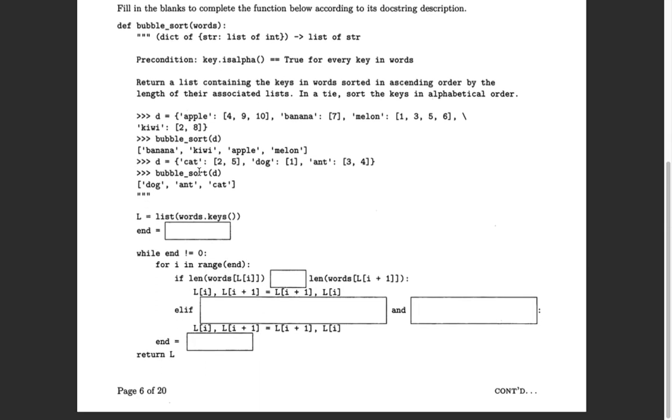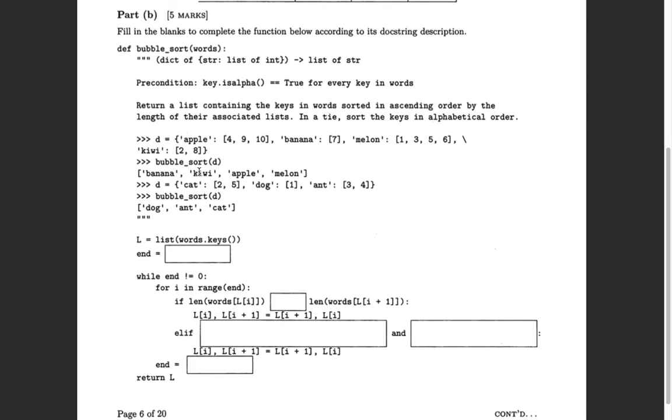Fill in the blanks. Oh, so your exam looks more like something like this, except that they're not boxes. Like we wrote something like "and is equal to code 1," and then I think there's a table that says what is code 1 equal to in order for this to work. Return a list containing the keys and words sorted in ascending order by the length of their associated lists. Okay.